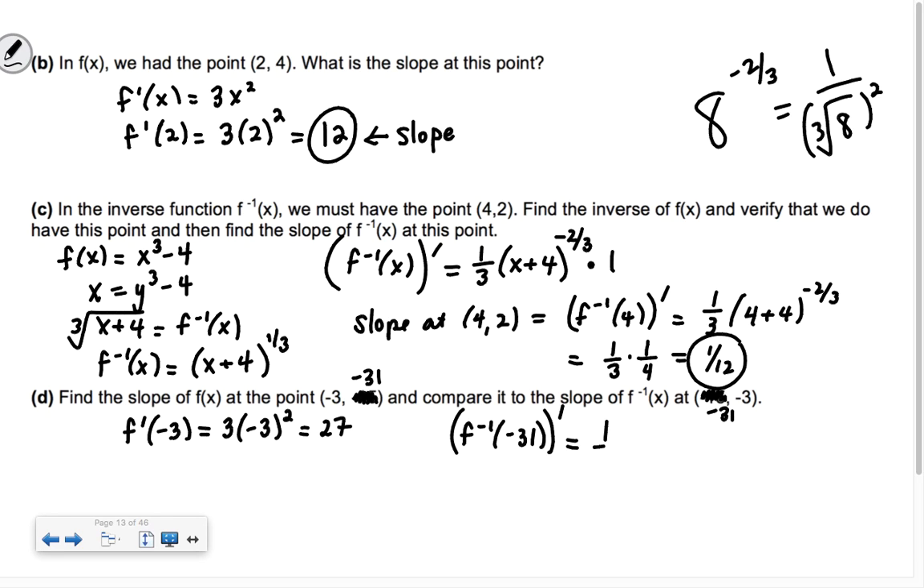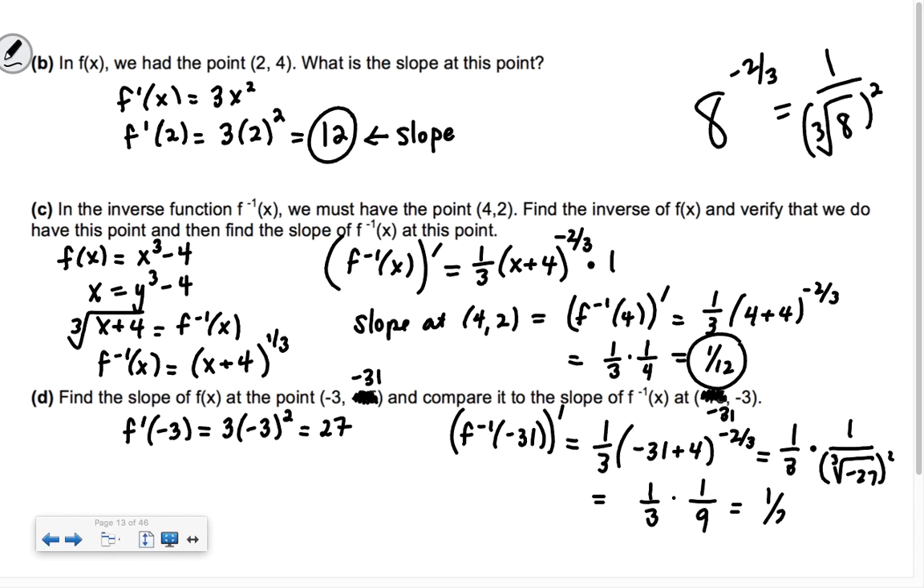So I have 1/3 times (negative 31 plus 4) to the negative 2/3. Negative 31 plus 4 is negative 27. So I'm going to have 1/3, and then I have negative 27 to the negative 2/3. So I'm going to have 1 over negative 27 in a cube root and then squared. So I get 1/3. 1 over negative 3 squared is 9. So my answer is 1 over 27.